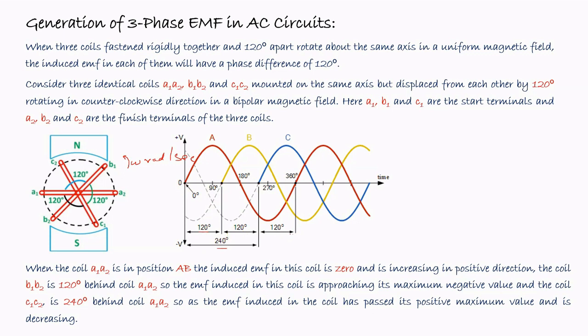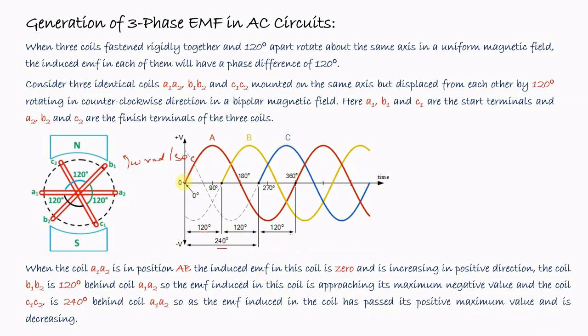So when the coil A1 A2 is in position AB, that means along the x-axis, the induced EMF in the coil is 0 and it is increasing in the positive direction. The coil B is 120 degree behind the coil A1 A2. So the EMF induced in this coil is approaching its maximum negative value, and the coil C1 C2 is 240 degree behind the coil A1 A2. So the EMF induced in the coil has passed its positive maximum value and is decreasing.